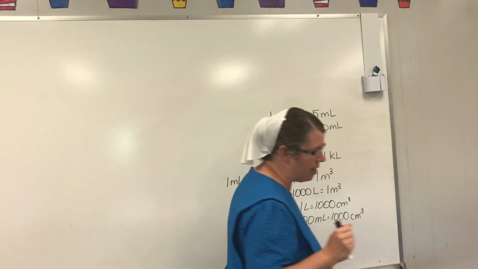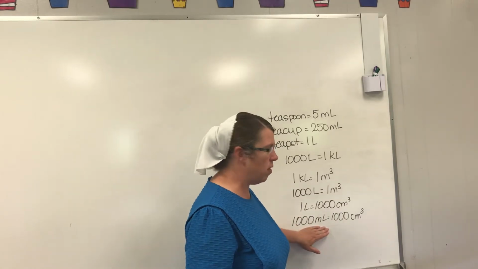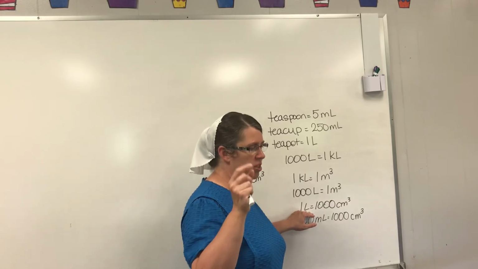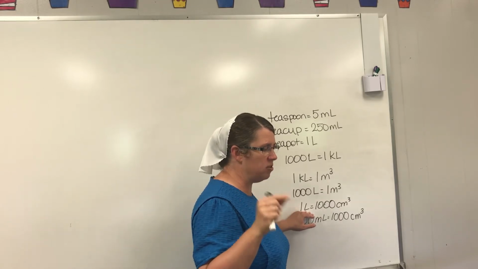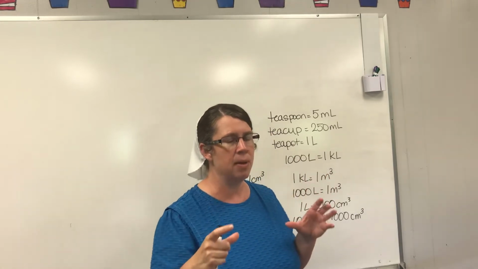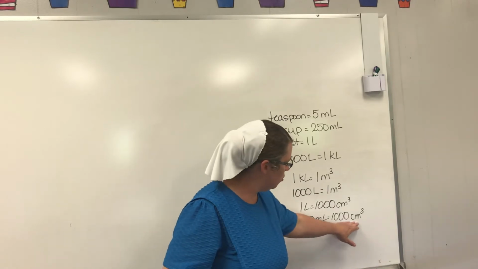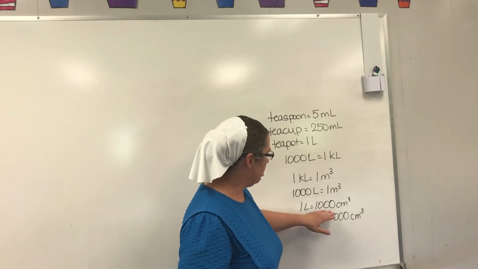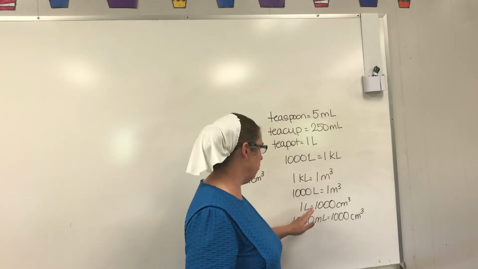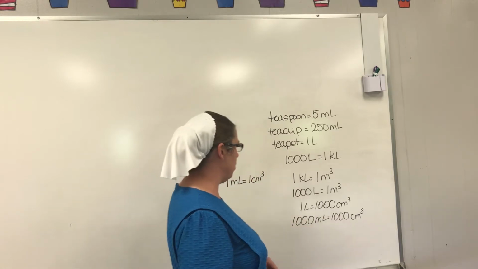And 1,000 milliliters is the same as 1 liter. You see it in parentheses, 1,000 milliliters, and in parentheses it says 1 liter. That means they are the same measurement. They equal 1,000 centimeters cubed. So 1 liter takes 1,000 centimeters cubed to fill that up. All right? These are just some things that they have written down in your book.